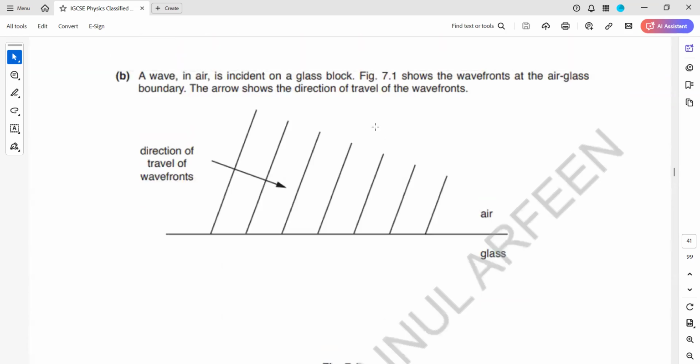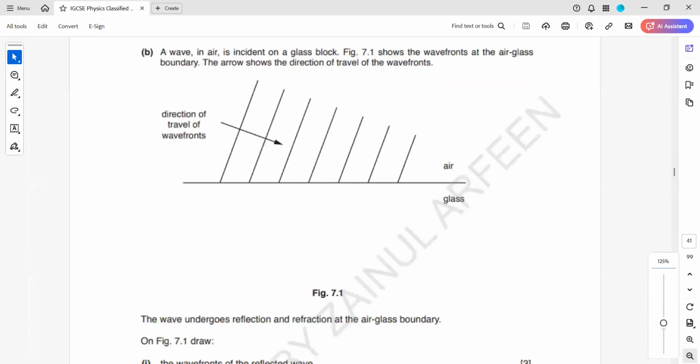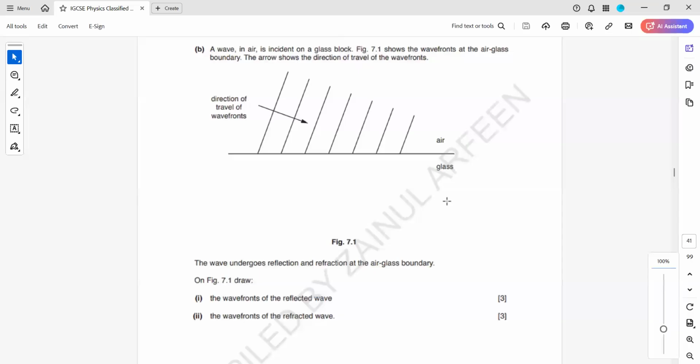The next is a wave, a ray, incident on a glass block. Figure 7.1 shows a wavefront at the air-glass boundary. The arrow shows the direction of travel. The wave undergoes reflection and refraction. On figure 7.1, draw the wavefronts of the reflected wave. So how can we draw the wavefronts for the reflected wave?